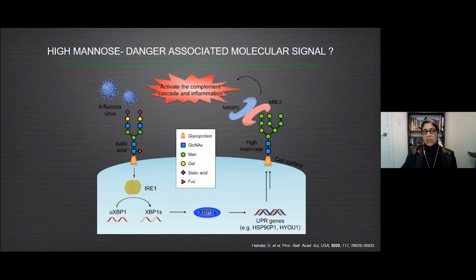So due to all of this data, we actually think high mannose is a danger-associated molecular signal that is important. So we think that this may be activating the complement cascade, and that this may be part of what's going on in severity in the flu, is that high mannose is coming up in response to infection and then causing a cascade. And people who either have high levels of mannan-binding lectin or high levels of high mannose will end up having much, much more severe flu. Next slide, please.